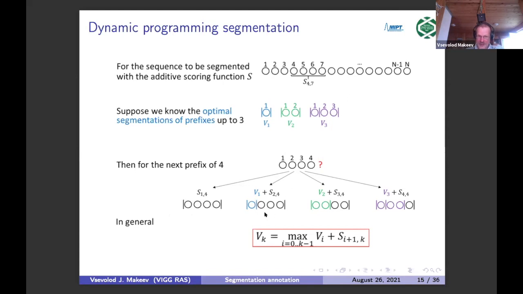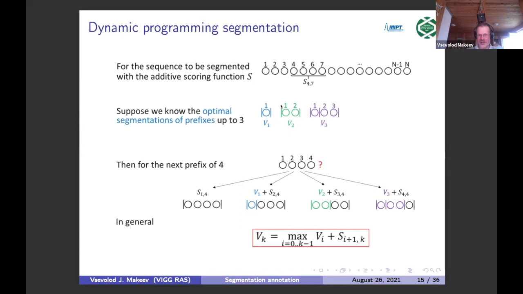We've got left segments intact, and we know the optimal segmentation, which is trivial, of single letter V1 from the previous round. Then for the boundary in the middle, again, we've got the tail intact, and we can go up and look for the optimal segmentation for the two-letter sequence. In this case, we've got only two options.